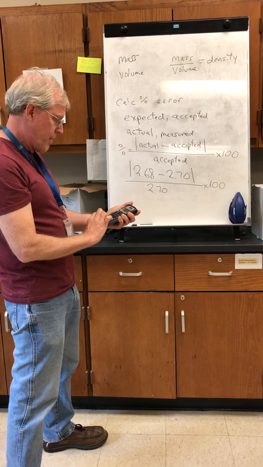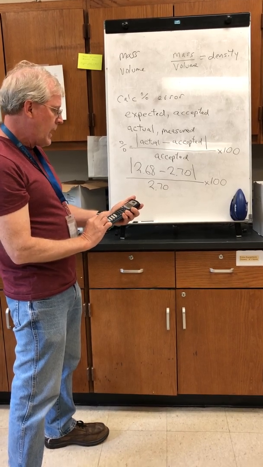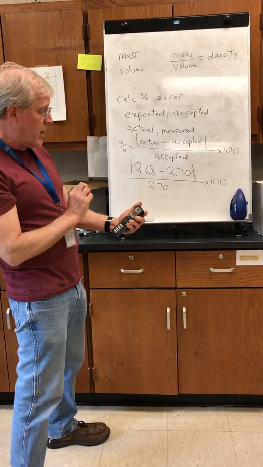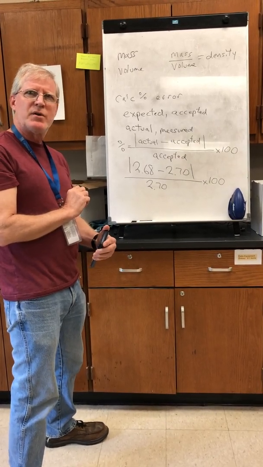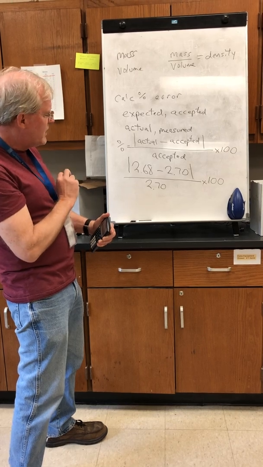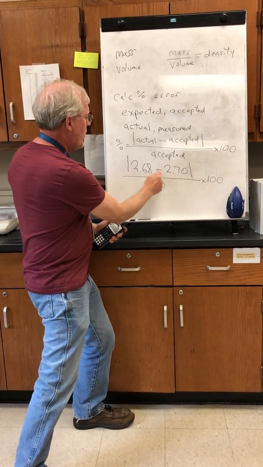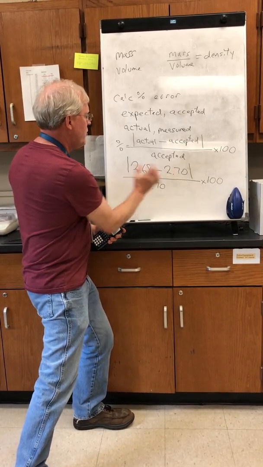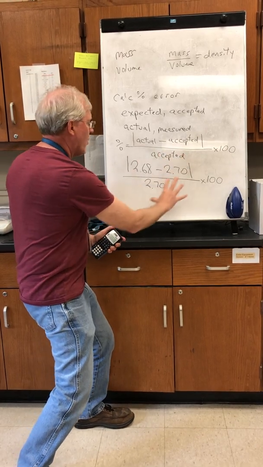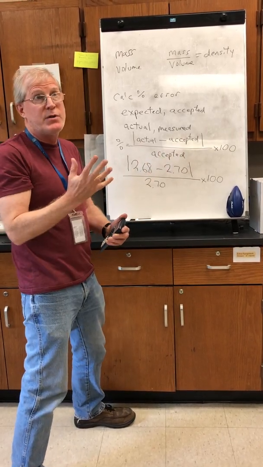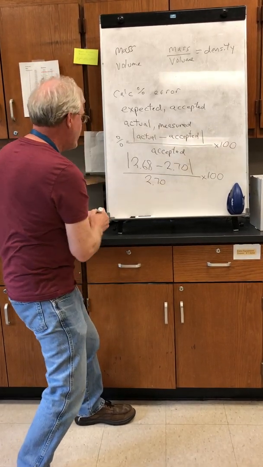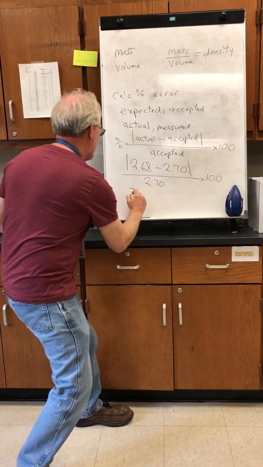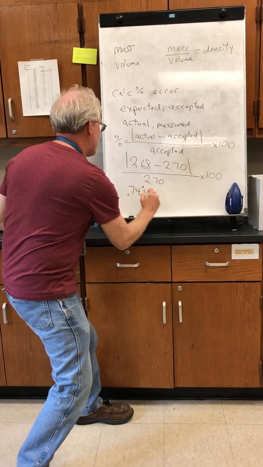times 100, and I get a percent error of, and we should have been doing significant digits by this point, I think. So if we do the significant digits, I know I'm going to get 2 significant digits in the numerator, and that overall is going to give me 2 significant digits in my calculated result. So I'm going to call this 0.74% error.